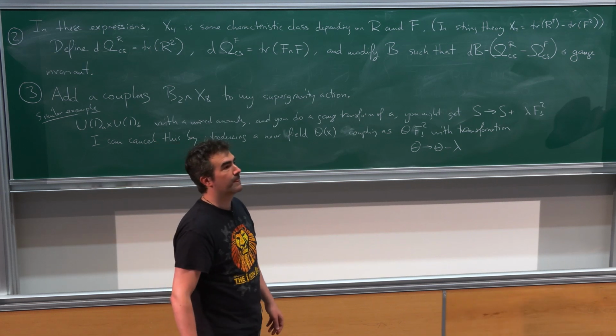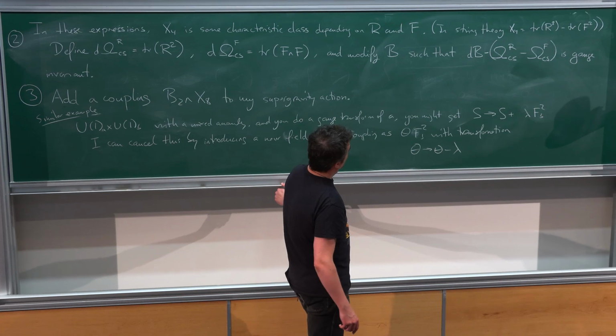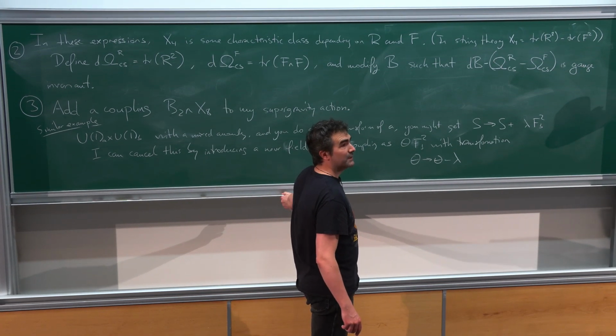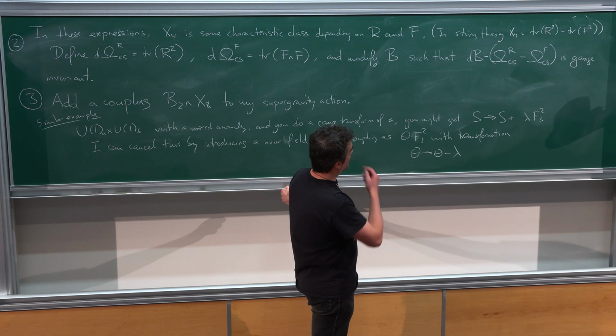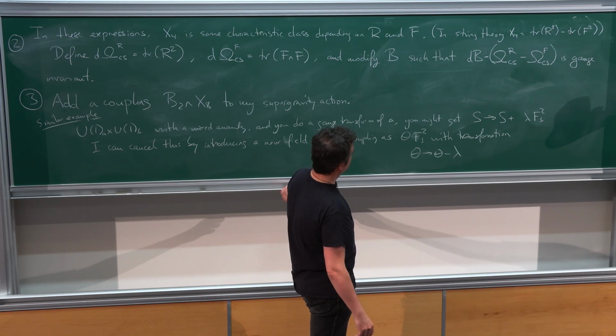By this token, you can cancel any anomaly, not just those that look like products. Yeah, I can cancel U1s at least. Yeah. No, any anomaly whatsoever. Take any anomaly, any variation of any action, and some deformed field, and you can shift it away.